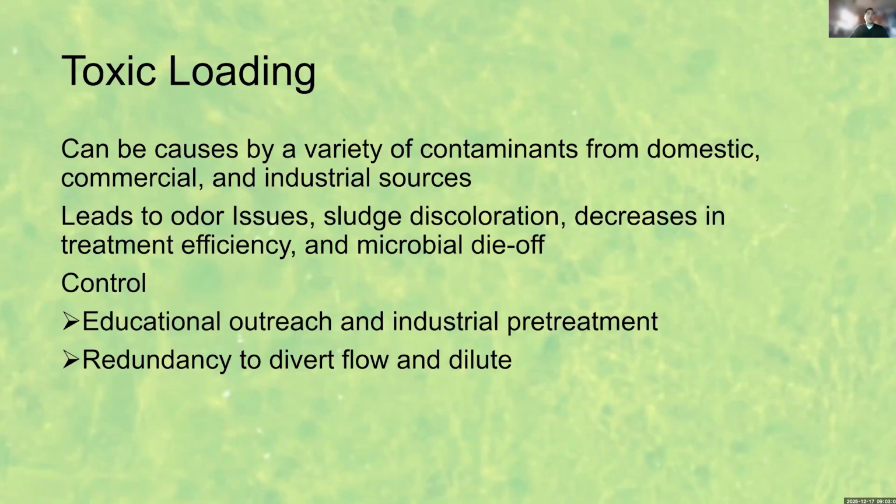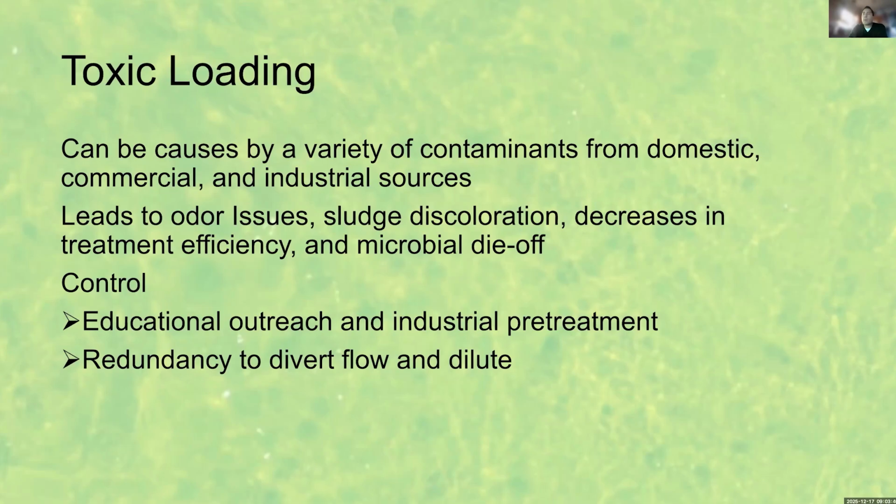And the last abnormal issue would be toxic loading. Like I said, this tends to come from industrial sources, but it also can come from domestic and some of our smaller commercial sources. Toxic loading is usually identified by odor issues, lack of treatment, and sludge discoloration, such as white sludge, green colored sludge, or very dark black sludge. And if you do a microscope test, you can see your microbial activity dying off and being restricted.